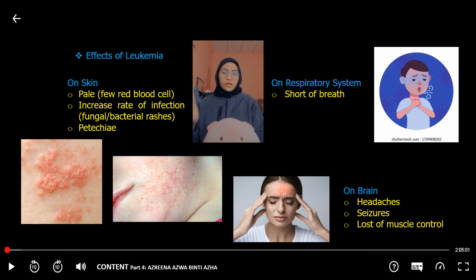Lastly, we will go to the effect of leukemia on our body. First off, on our skin, we will suffer pale skin because there are fewer red blood cells in our bloodstream, and we will have an increased rate of infections such as fungal or bacterial rashes, and we will suffer petechiae, or little red dots appearing on our skin. On the respiratory system, we will suffer shortness of breath, and lastly, on our brain, we will suffer headache, seizures, or loss of muscle control.